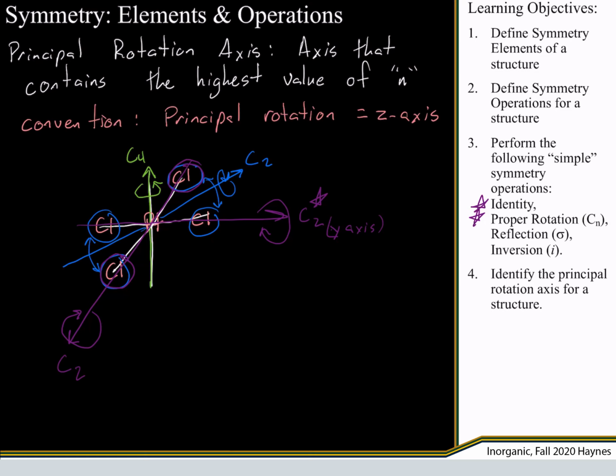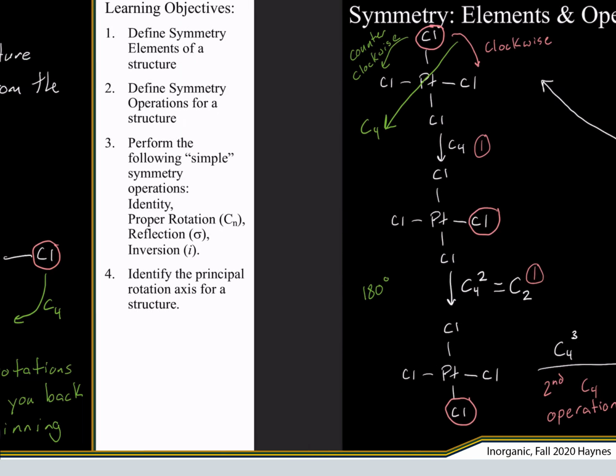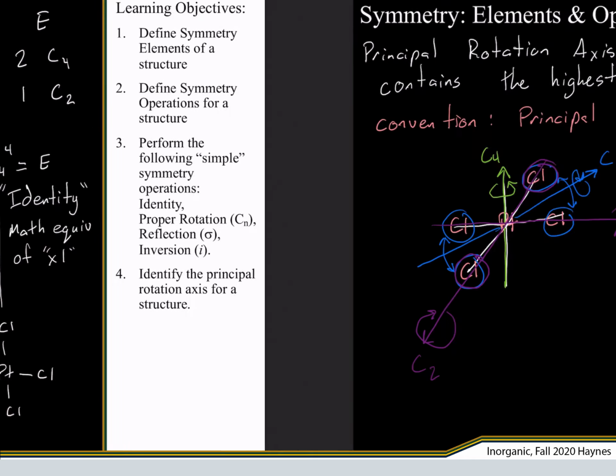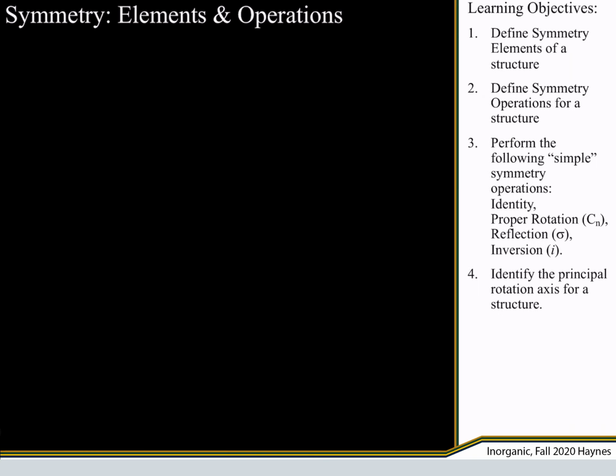So let's talk about a reflection next. So if we go back and we look at our list of elements and operations, there we go, we can see that reflections occur along a plane, right? So our element that we're looking at for a reflection is a given plane. So let's draw our molecule out again, and let's talk about these reflections that are present.